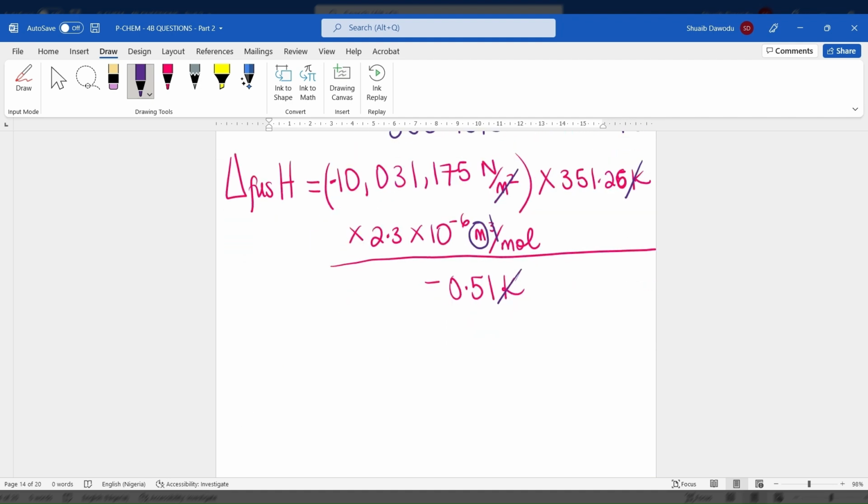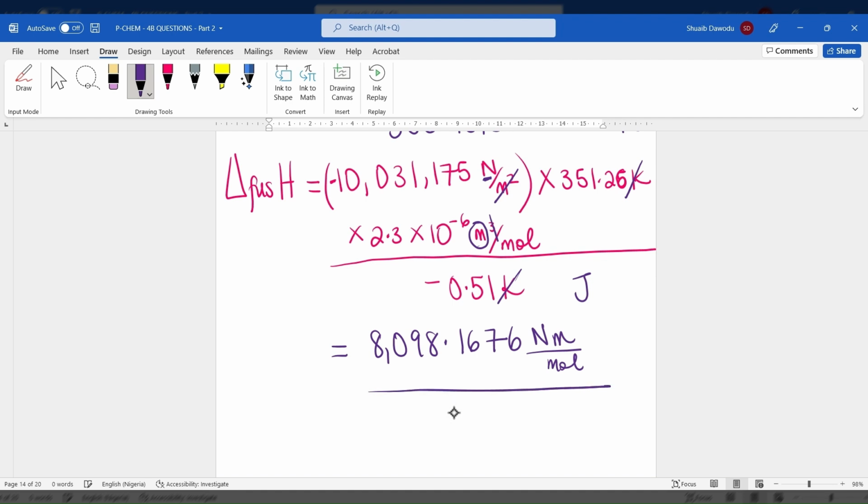So you have 10,031,175 times 351 times 2.3 times 10 to the power of negative 6. So the numerator ends up becoming 8,098.1676. This is Newton over here, and this is meter. We know Newton meter is also the same thing as joules. So you can write Newton meter or just joules. And then we have a mole here. So Newton meter per mole.